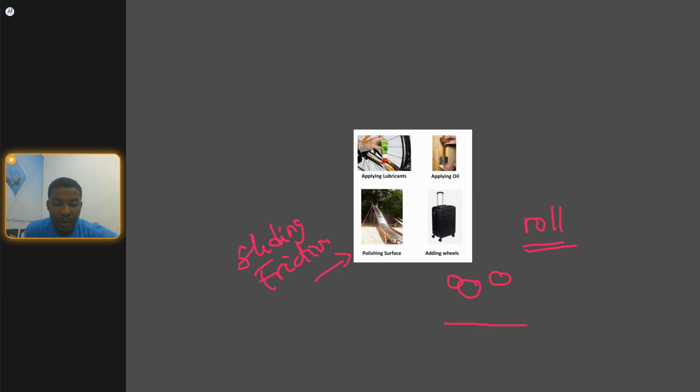So by adding wheels, by polishing a surface, by adding lubricants, by applying oil, we can reduce friction. All right. I believe that is clear to us. If yes, please let's signify.